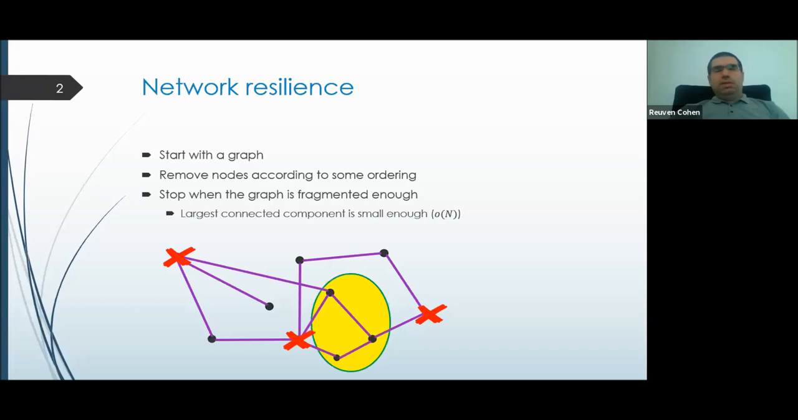And the idea is that we mainly consider the resilience of the network according to how many nodes need to be removed before we are left with a very small component. Usually in the thermodynamic limit where n goes to infinity, we ask when we have something which is little o of n, so it does not scale with the size of the entire system.